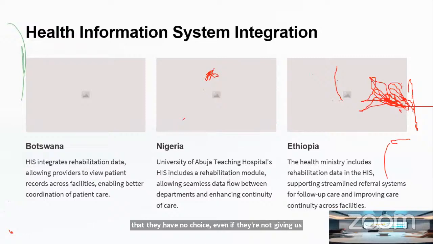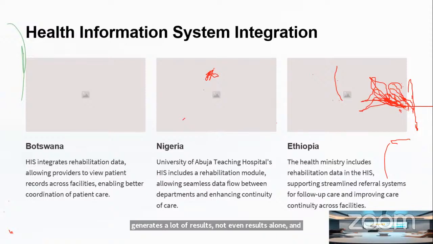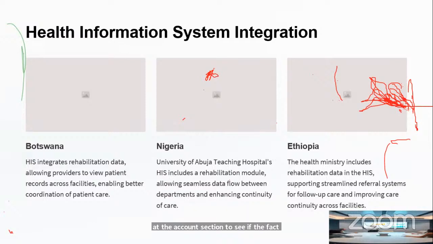Like the treadmill issue, the efforts to repair the treadmill proved abortive. We had to submit our statistics showing that this treadmill is useful and has generated a lot of results, not even results alone, and it has contributed a lot to the department financially. Because of this, they had to go and cross-check at the account section to see if the facts that we presented actually match with what they have. And to their surprise, it was something they couldn't shake off or ignore.